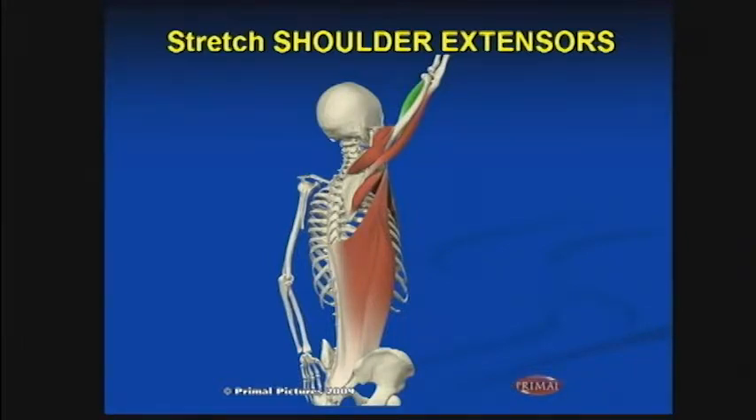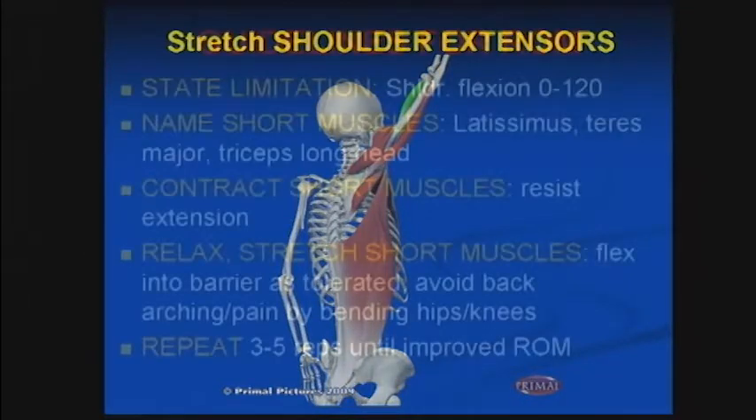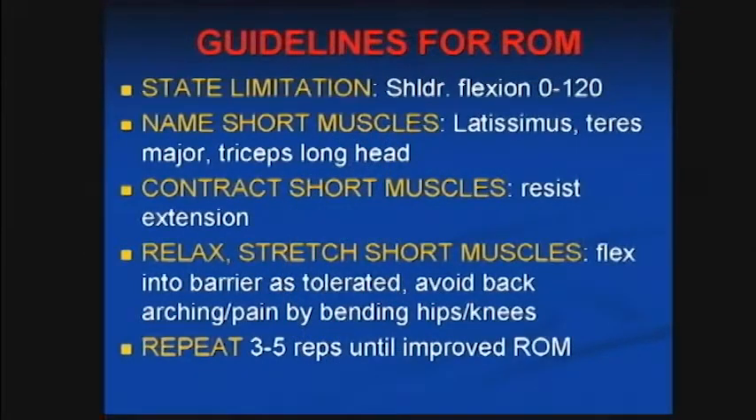Those are the muscles they should feel the stretch. So you'll see several slides of these guidelines for range of motion. State the limitation. Shoulder can only flex 120 degrees. What did we say was normal? 180. What are the short muscles? We just named them. What are you going to contract?